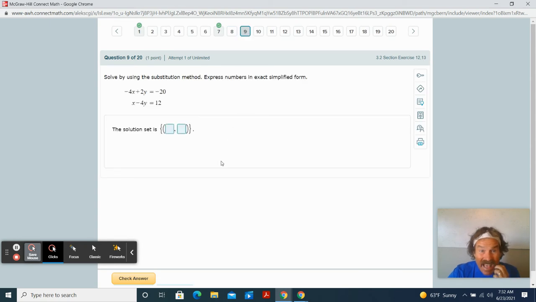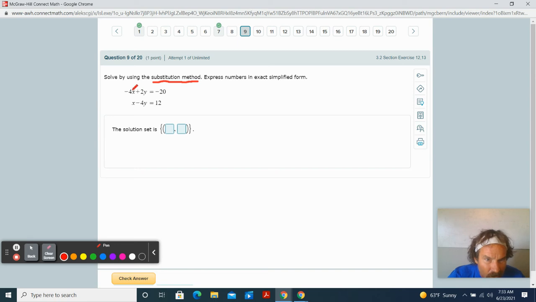Like this one here, there's no variable that's by itself. There's no variable that is solved for. So before you use, this is number 9. I don't know whether your problem number 9 is going to be the same as my problem number 9. Probably not, because Connect Math kind of randomizes the problems. But if a variable is not solved for, you can't use the substitution method. You have to solve for a variable first.